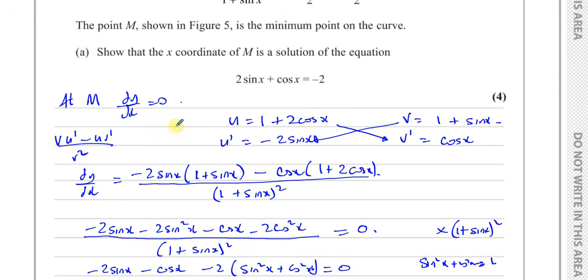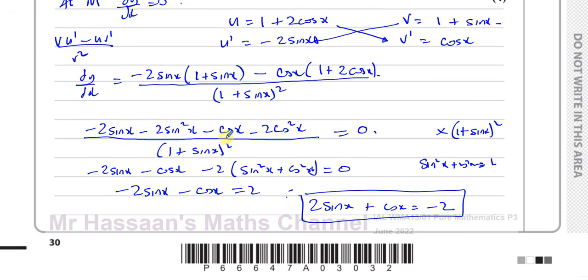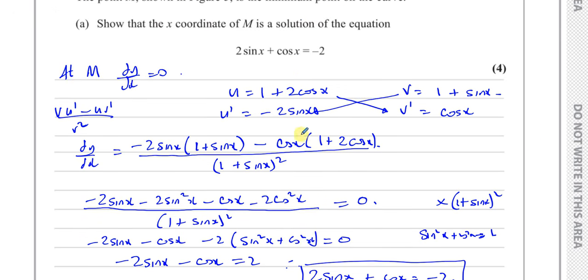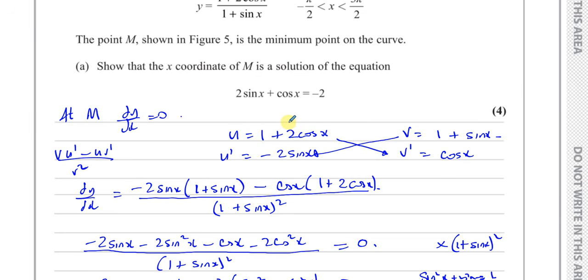Simply using the quotient rule, simplifying, and remembering that sine squared x plus cosine squared x equals 1, we can simplify this to what was required. Now, we've done part A.